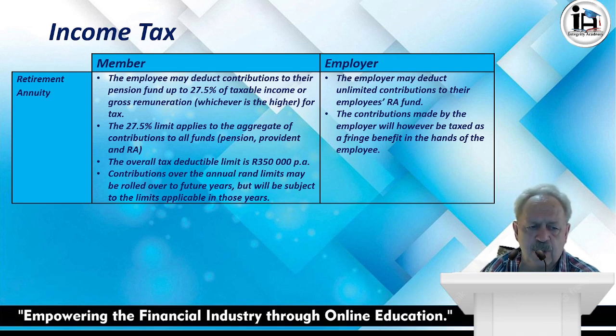Contributions over this limit may be rolled over to future years, but will be subject to limits applicable to those years. So this is very similar to the pension and the provident, and that's why they've done this, to align all these funds. The employer may deduct unlimited contributions to the employee's retirement fund. Contributions made by the employer will be taxed as a fringe benefit.